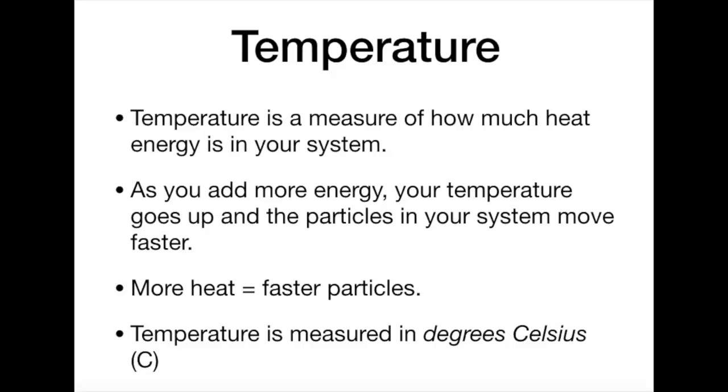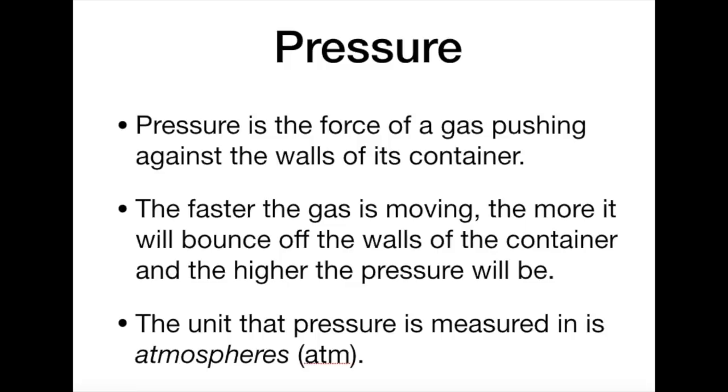Temperature is a measure of how much heat energy is in your system. Heat is a form of energy, and as you add more energy to your system, your temperature is going to go up, and the particles in your system, the atoms and the molecules, are going to move faster. So when you have more heat, then you have faster moving particles. The unit that we use to measure temperature in the metric system is degrees Celsius.